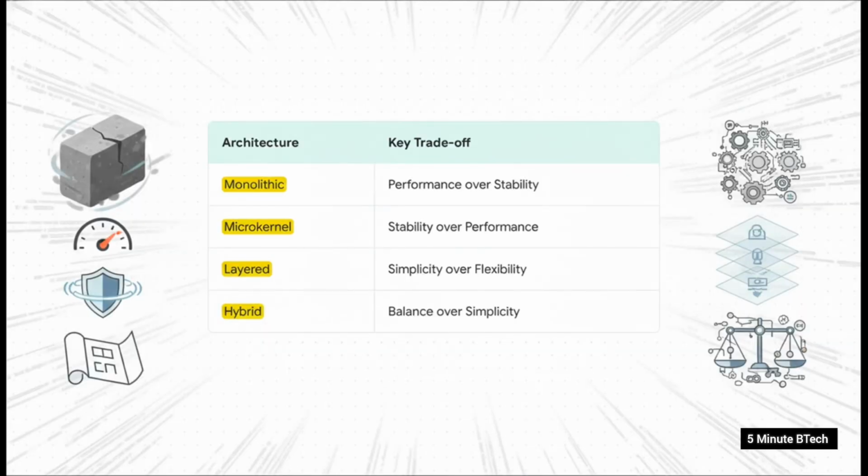Okay, so let's wrap this up with a quick summary. Think of this as your ultimate cheat sheet. Monolithic goes for performance over stability. Microkernel does the exact opposite, putting stability over performance. The layered approach values a simple design more than flexibility. And finally, hybrid aims for that sweet spot, balancing everything even if it makes things more complicated.